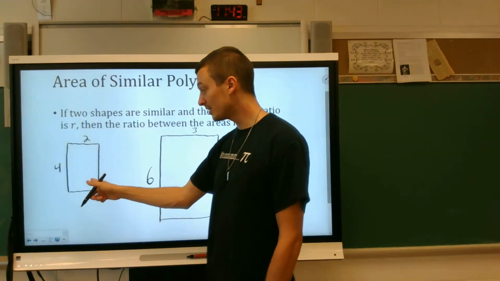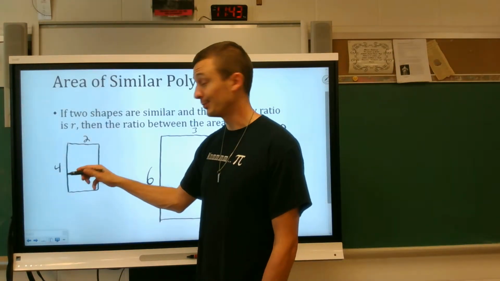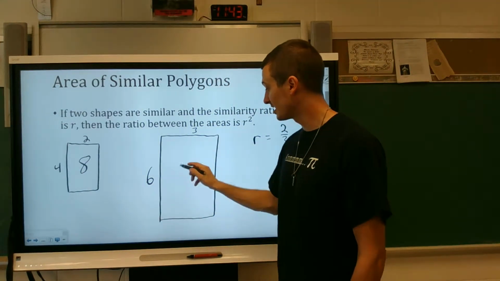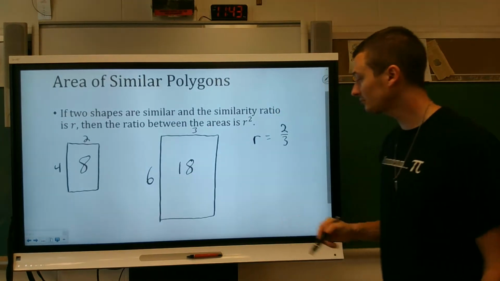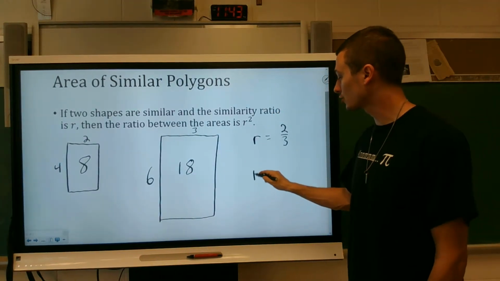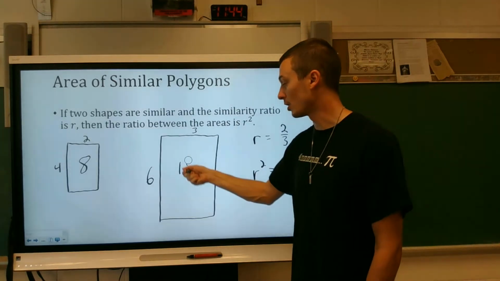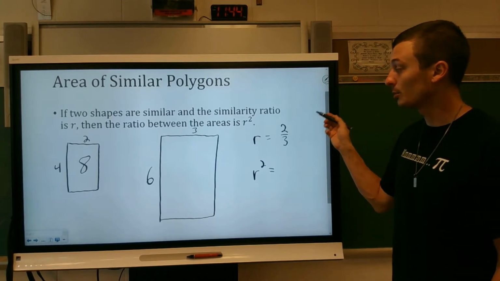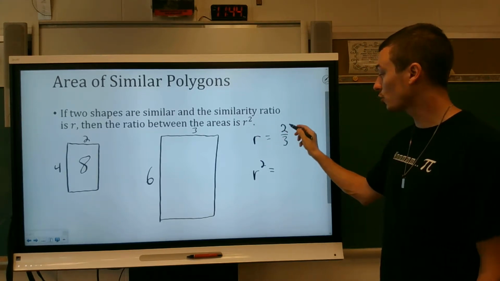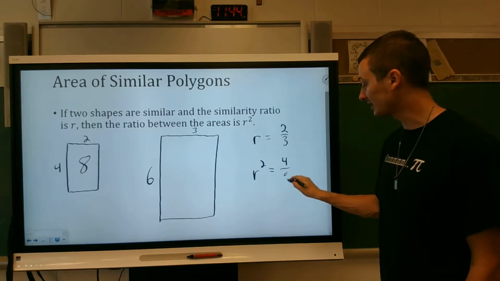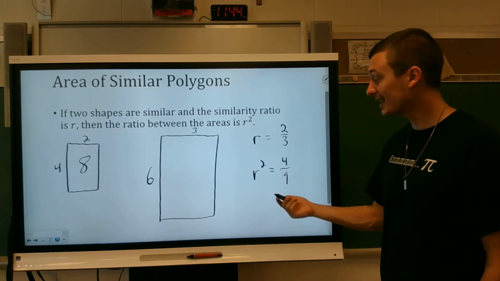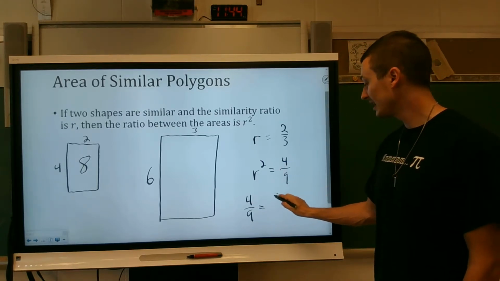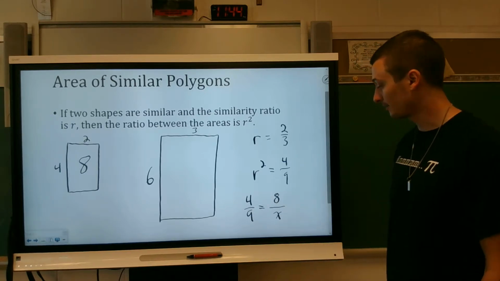Now the area of this rectangle is 8, and the area of this rectangle, 3 times 6, is 18. Now, what I want to look at is r squared. Well, maybe I didn't know this is 18. It's obviously 18. But if I wanted to look at it this way, the ratio between areas is r squared. Now, if I square 2/3, I get 4/9. Now, what I can say is that 4/9 is the ratio between areas, and I know one area is 8. I want to find the other area.